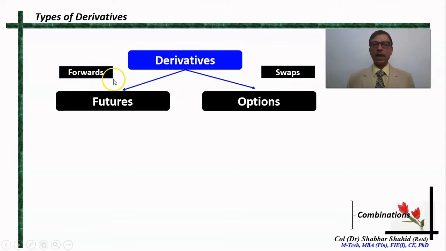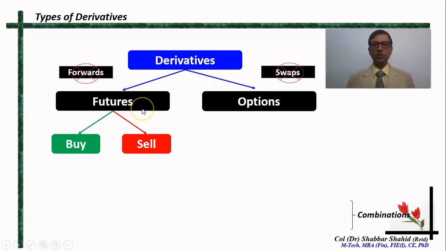Now, forwards are more or less obsolete, but the futures have been born out of forward. So we will discuss forward to some extent, only to the extent of understanding futures, alright, because futures have been born out of the forwards. But swaps is not within the scope of this course, so we will not be discussing swaps. In fact, forwards also we will not be discussing, only briefly just to understand the futures, alright.